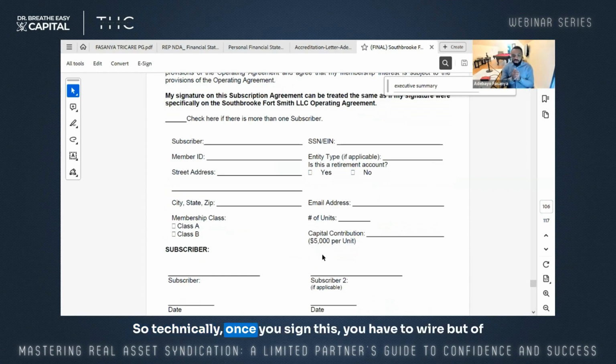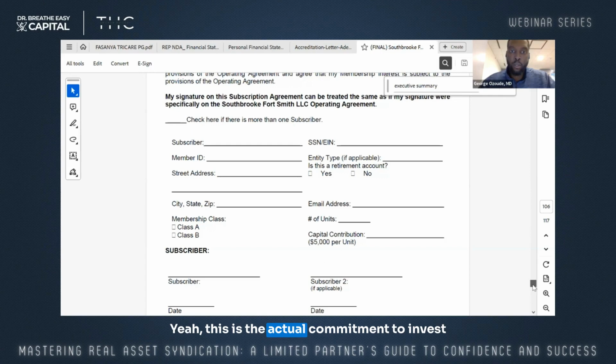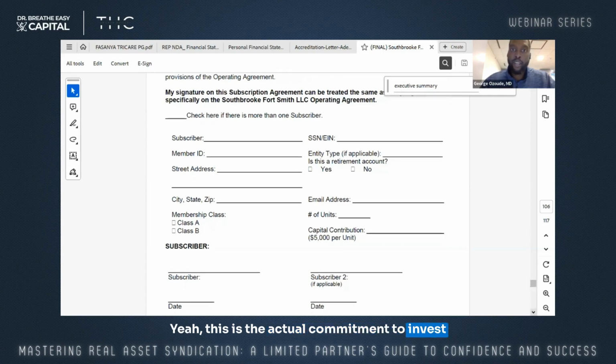So technically, once you sign this, you have to wire. But of course, no operator is going to force people to do things against their will. But what we ask is that by the time you get to this level, you need to determine: do you absolutely want this deal or not? And don't sign until you're certain. This is the actual commitment to invest.